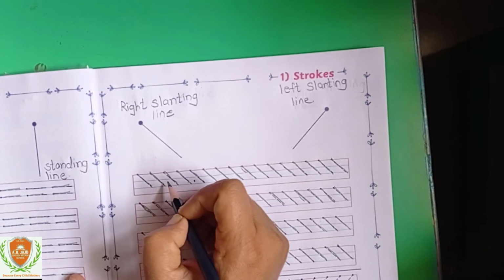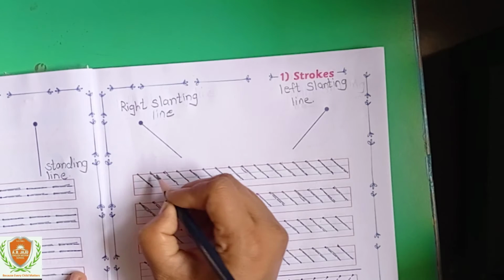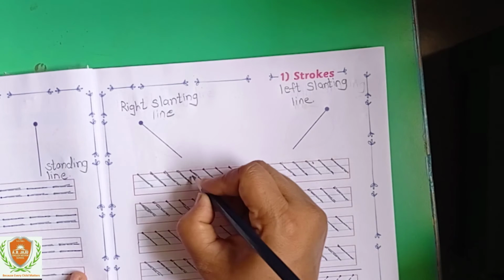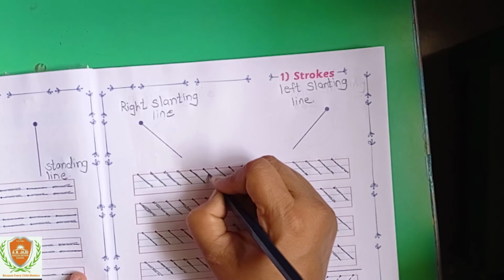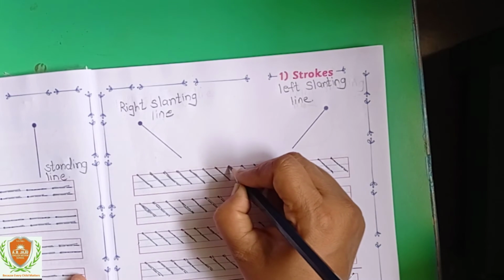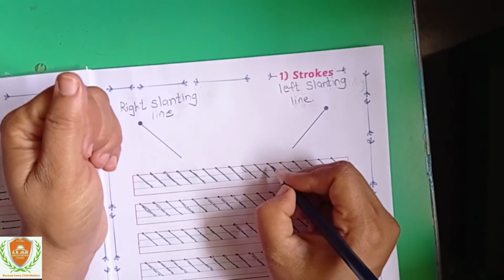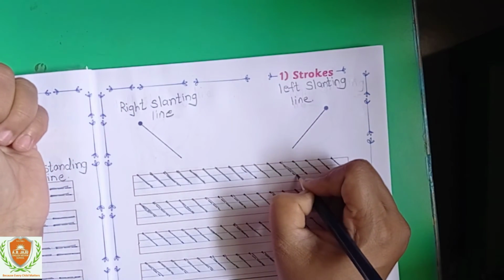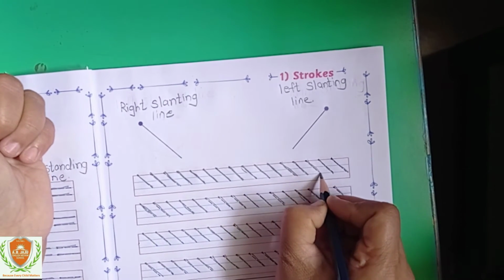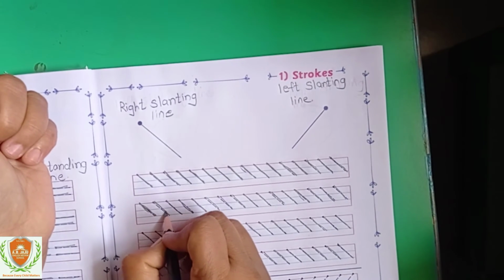Okay student, now we have to start from top to bottom. This is right slanting line. We have to start from the pink line and come down in a cross and stop on the second blue line. So this is called right slanting line. Like this we have to trace right slanting line.